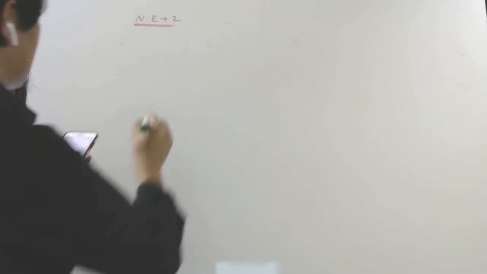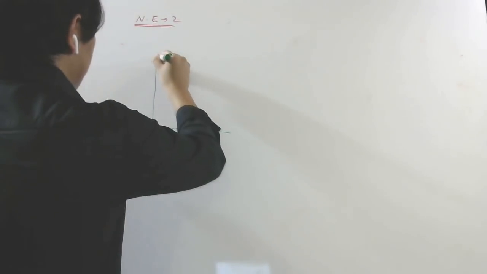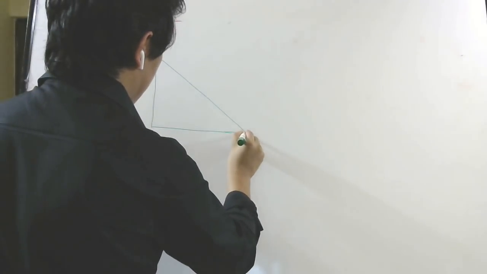Let us now see the next question. The next question says ABC is a right angled triangle. So this time they have given you a right angled triangle. Okay, so let us draw a right angled triangle. Okay, it is isosceles also.